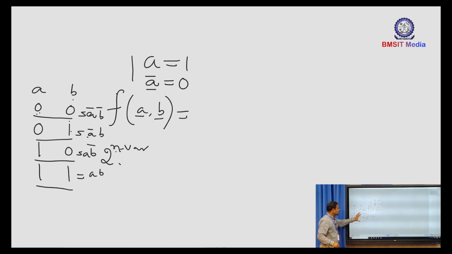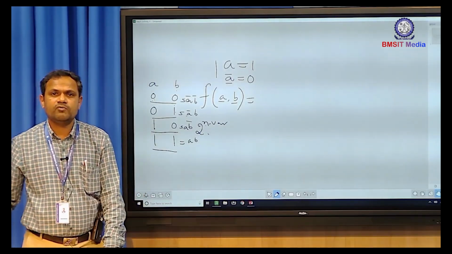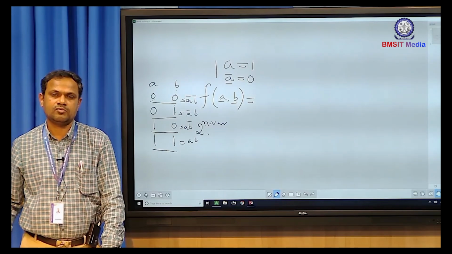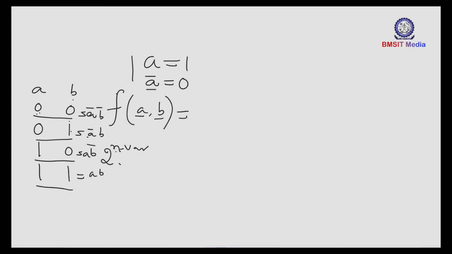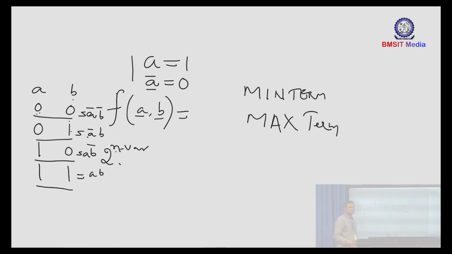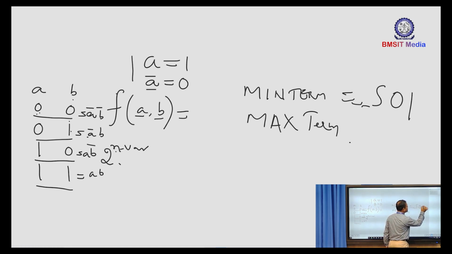After knowing these things, there is one more important thing you must understand before going to K-map. We have min term and max term. What is min term and max term? Min term is called as sum of product term and max term is called as product of sum term.